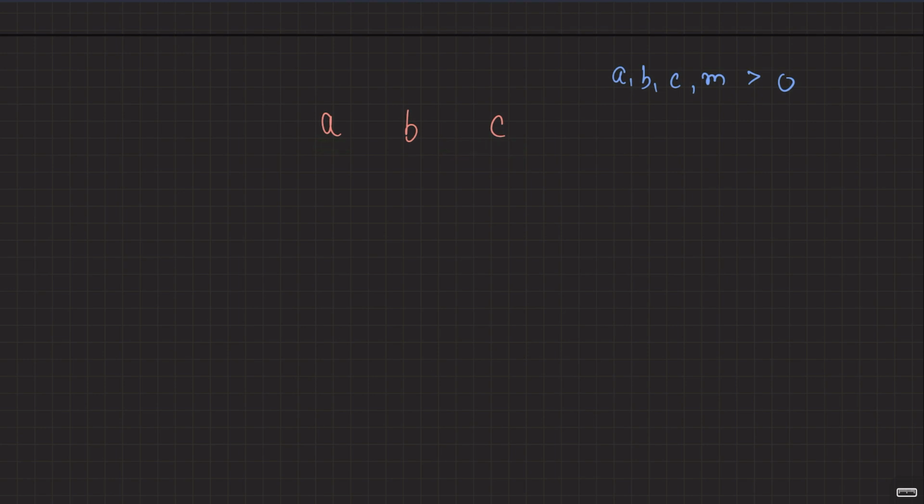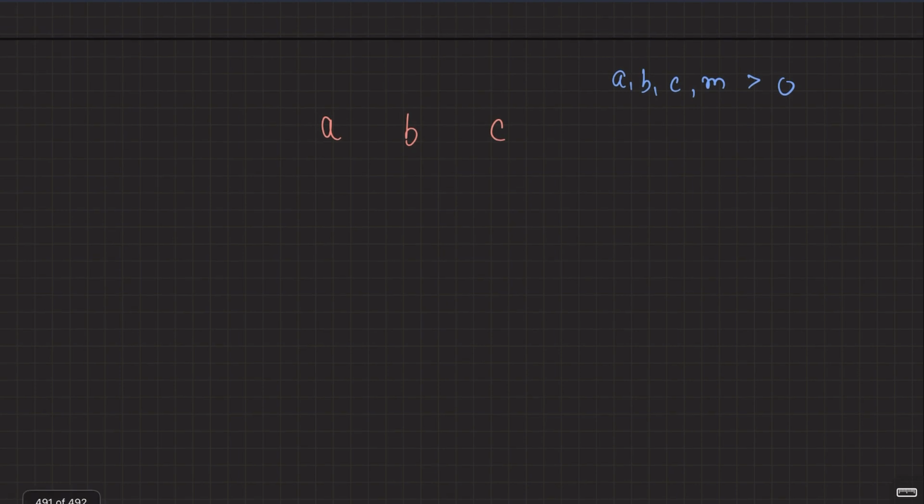Okay, fine. I don't know which element to multiply, so what will I do? I'll try multiplying with all of them. Let's try multiplying with A. It will become AM, B, C. Let's try multiplying with B. It will become A, BM, C. What happens when we multiply with C? It becomes A, B, CM.